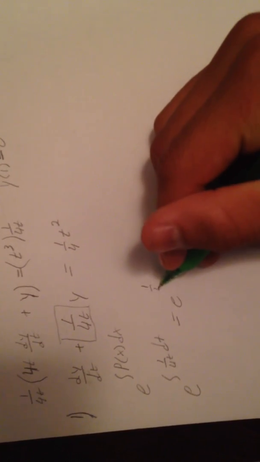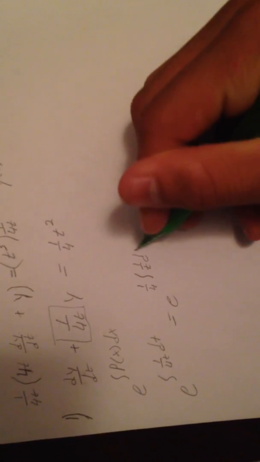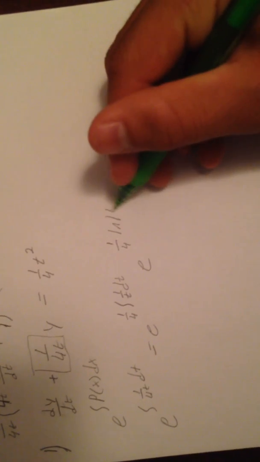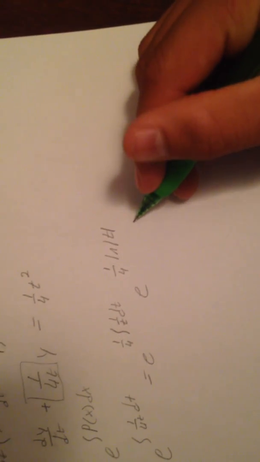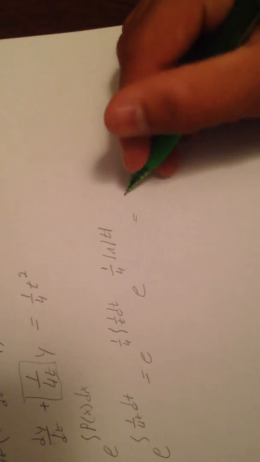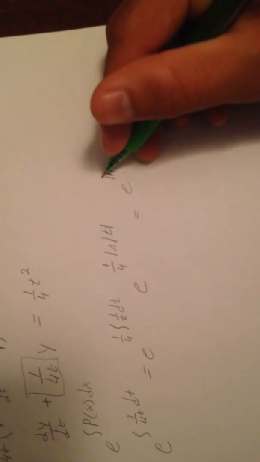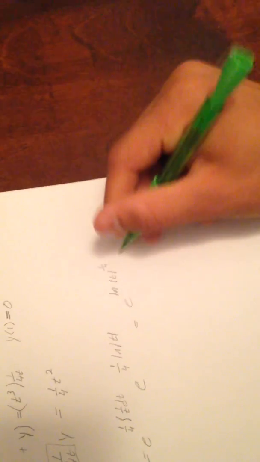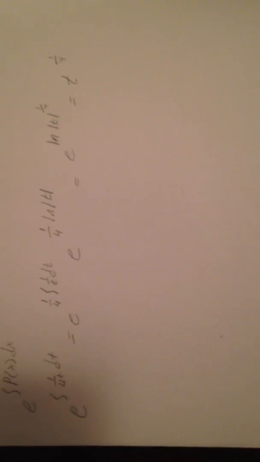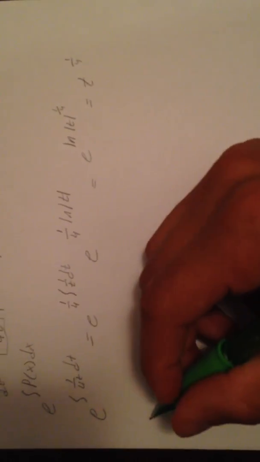equals e, pull the 1/4 out, 1 over t dt, you get e to the 1/4 ln of t, which is going to, you can bring the 1/4 to the top, treat it as an exponent. And now you can cancel out the e and the ln. And you get t to the 1/4 as your integrating factor. Next, you're going to want to multiply both sides by the integrating factor.